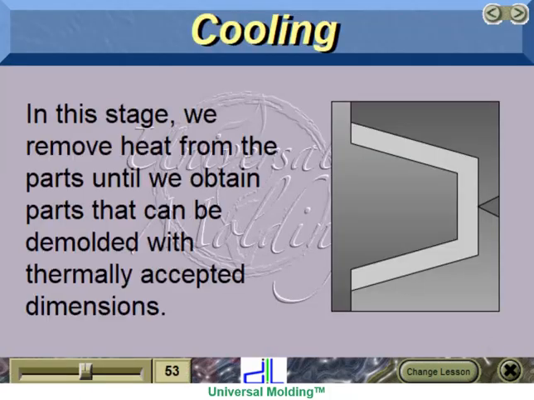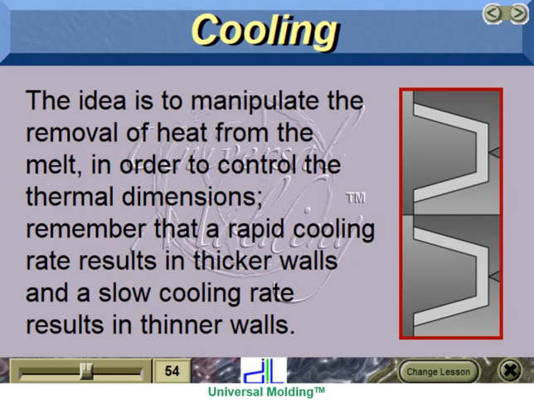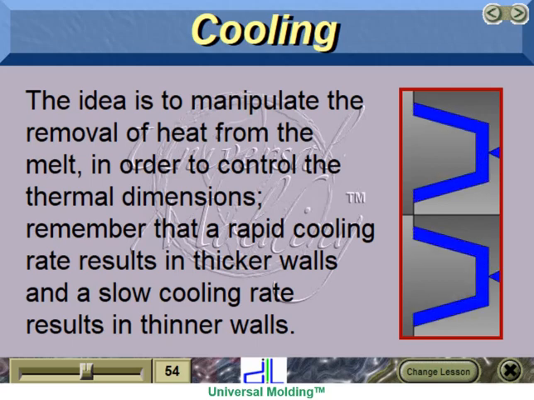Cooling. In this stage, we remove heat from the parts until we obtain parts that can be demolded with thermally accepted dimensions. The idea is to manipulate the removal of heat from the melt in order to control the thermal dimensions. Remember that a rapid cooling rate results in thicker walls and a slow cooling rate results in thinner walls.